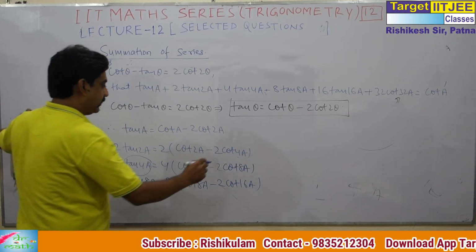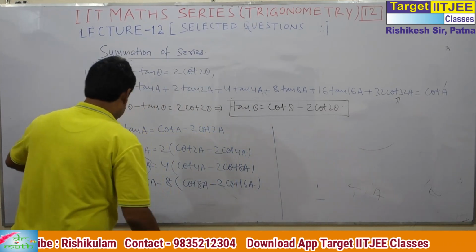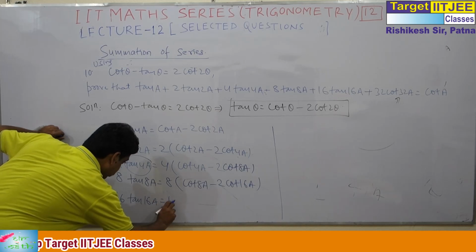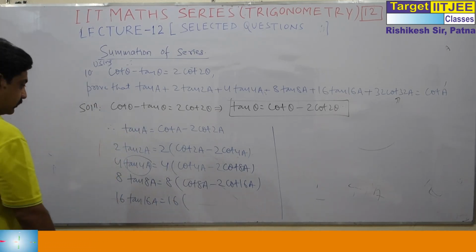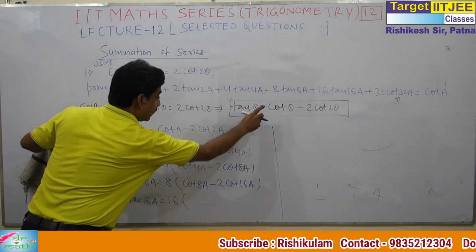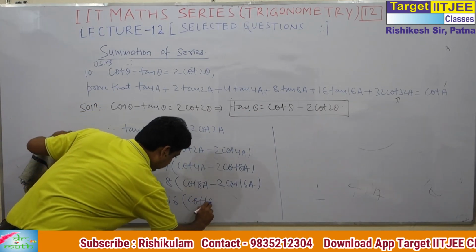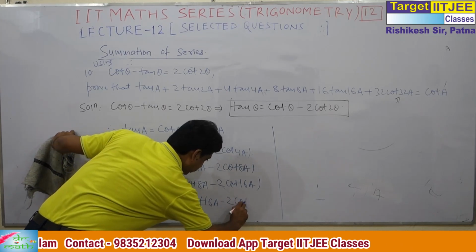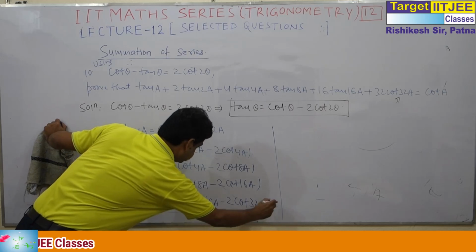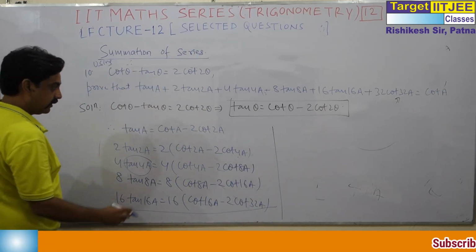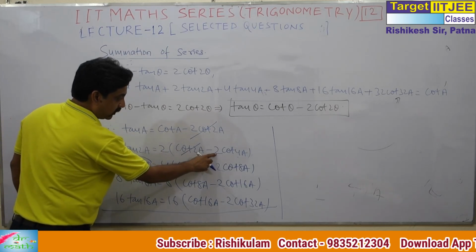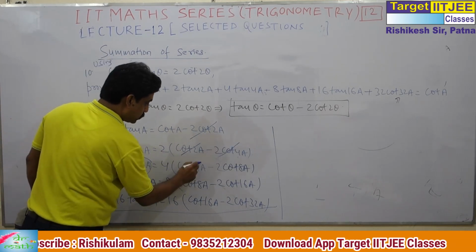Next one is 16 tan 16A. This is 16 and this is theta 16A, so cot 16A, and this is 2 times cot 32A. Now add them. On addition, these will cancel. This is 2 into 2, minus 4, and this is plus 4. These two cancel.